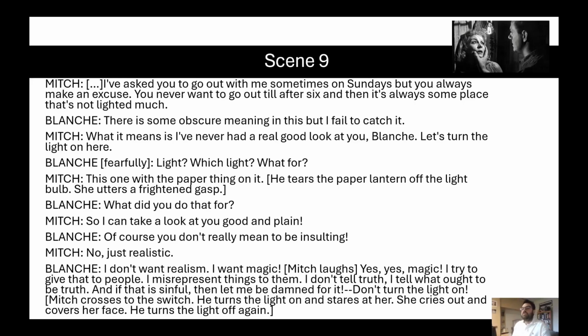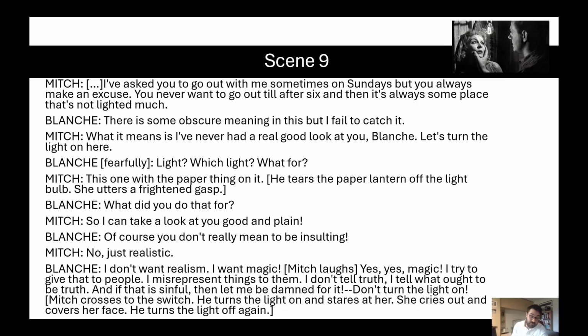Now, moving on to scene 9, this is where the significance of the paper lantern really ramps up. Scene 9 is what I could only describe as an uncomfortable exposé of Blanche's lies and deceit. By this time, Stanley has started to unravel some facts about her promiscuous past and has, quote-unquote, wised up his friend Mitch about this offstage.